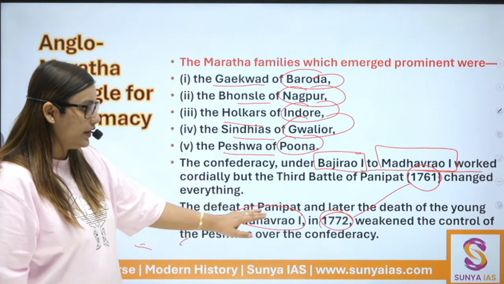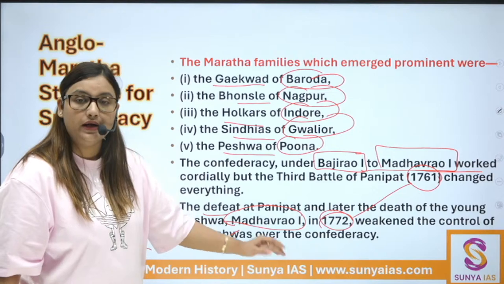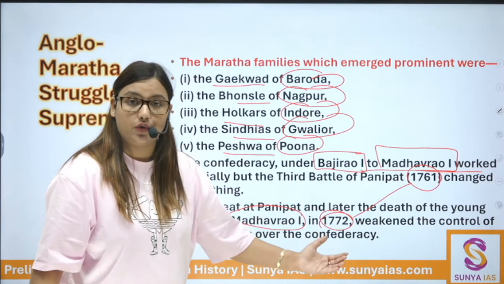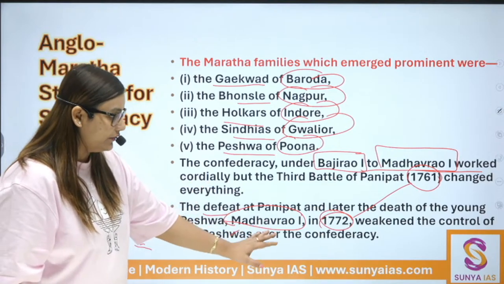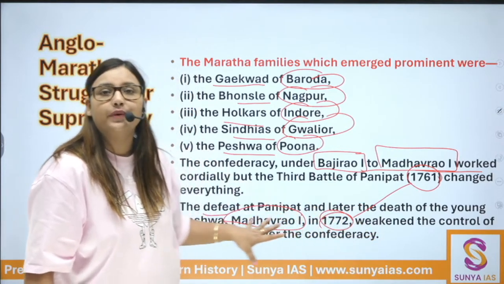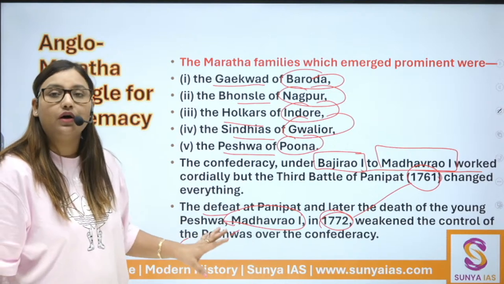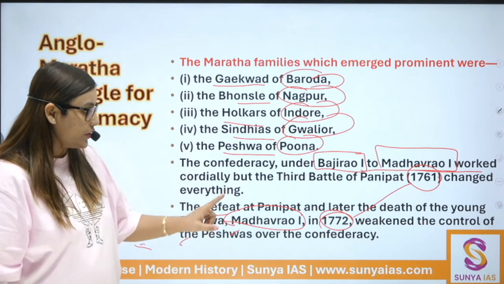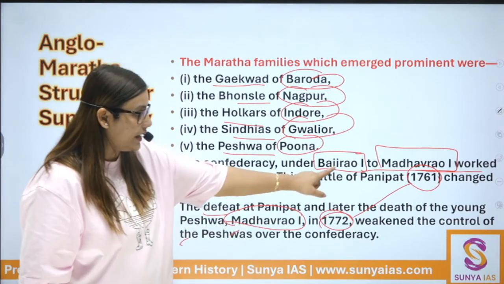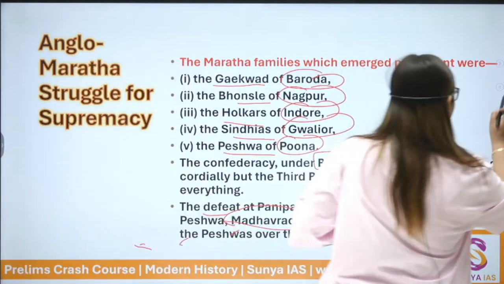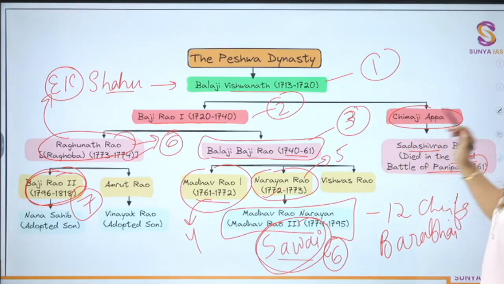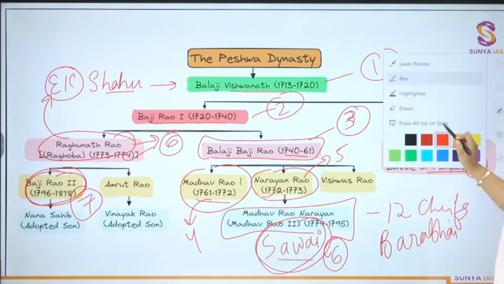After Madhavrao I died, his brother Narayan Rao became the next Peshwa. After the death of Madhavrao, the control of the Peshwa Confederacy declined. So can you understand the names Bajirao, Madhavrao, and the death of Madhavrao? If you forgot, just come back to this part again and look at this slide.